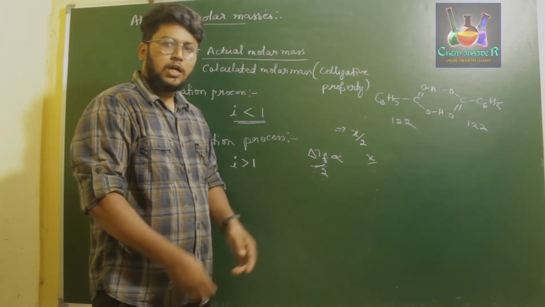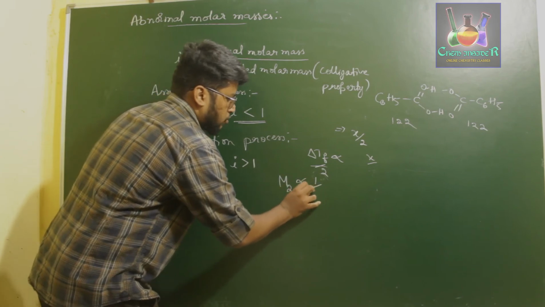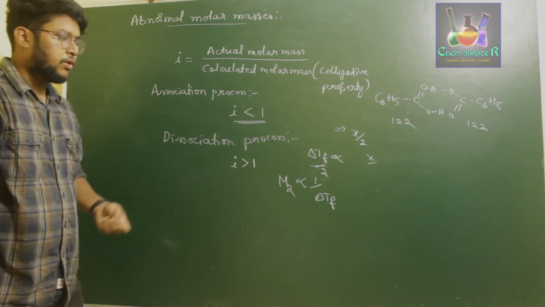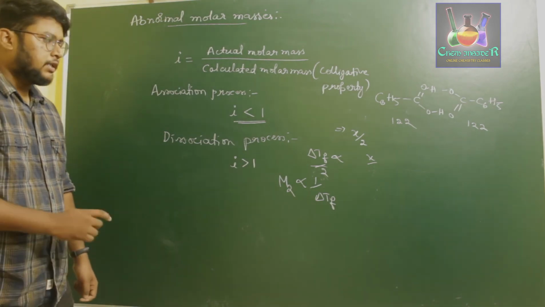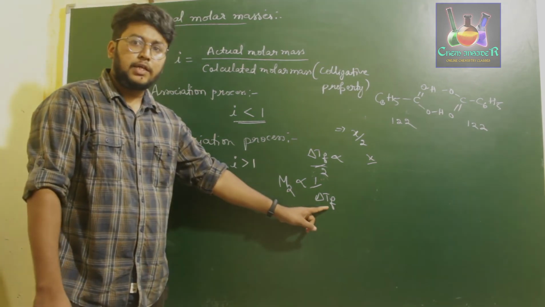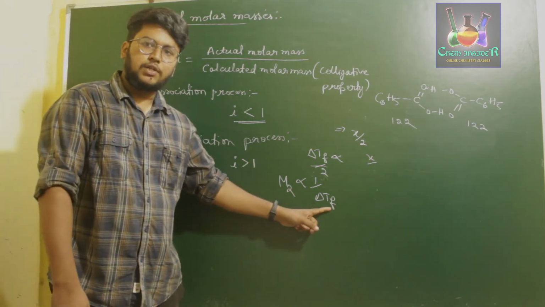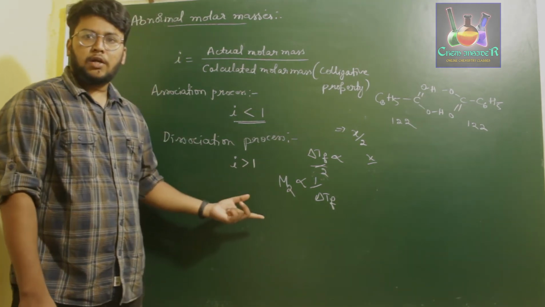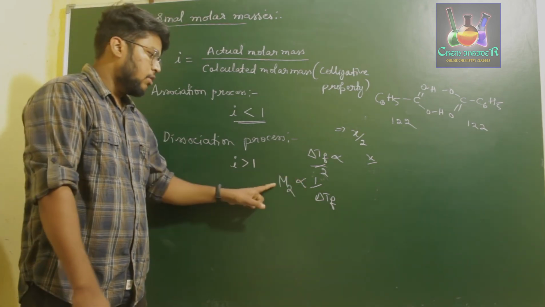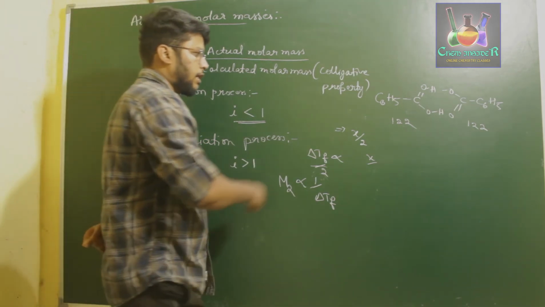If delta Tf is reduced to half, what we know is the molar mass of solute is inversely proportional to delta Tf. Therefore, with a decrease in delta Tf, molar mass increases. If delta Tf is half of its initial value, then molar mass will be double its initial value.